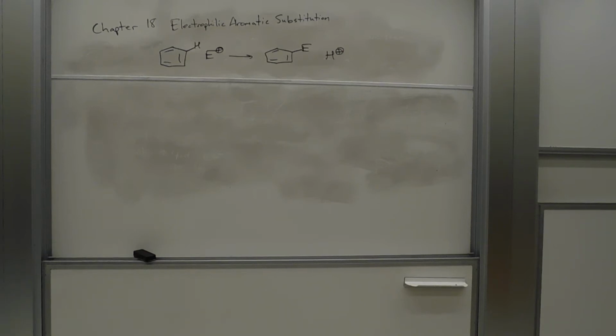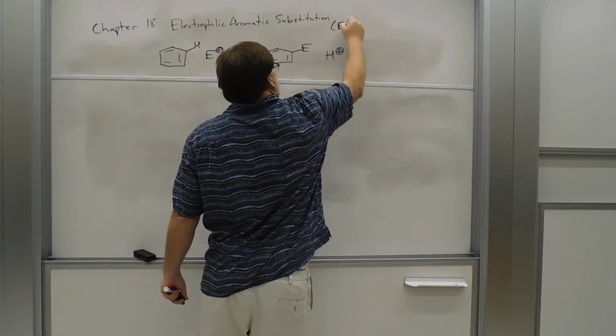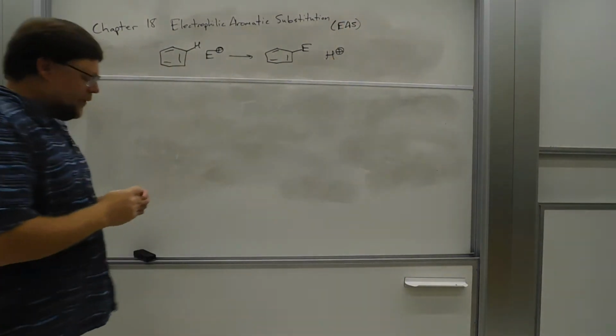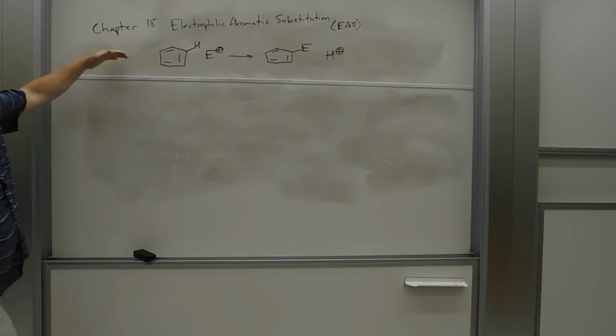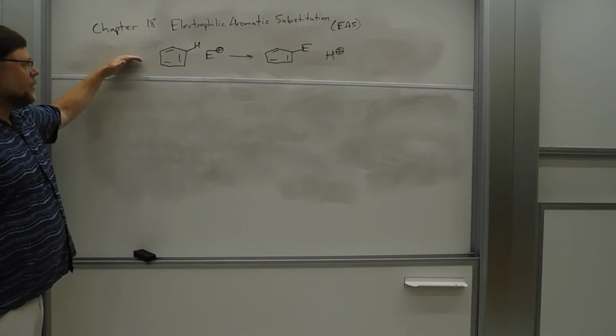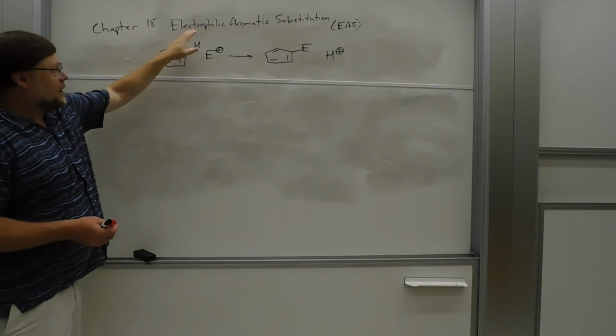All right, so like I said in the last video on electron donating groups and electron withdrawing groups, electrophilic aromatic substitution, which I'm going to call EAS, takes up the bulk of chapter 18. And I've put up a general schematic for that right here. Okay, so it's a substitution reaction. And it's an electrophilic substitution.